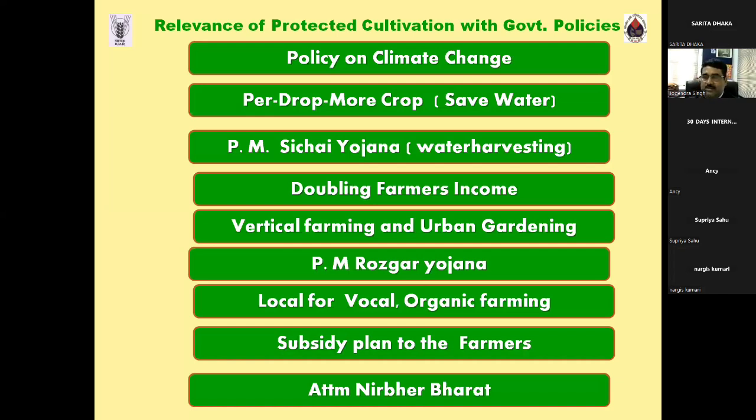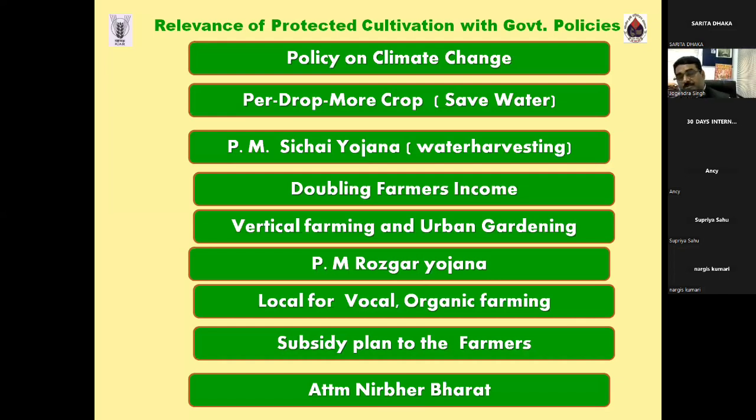And urban gardening, we can use urban farming and urban gardening. Everybody uses nursery in urban farming, urban gardening. Flower cultivation is very economical for the urban area. So these are the inbuilt of that. PM Rozgar Yojana, one of the best cultivation structures for employment generation. One of the commercial agriculture. Protected cultivation is a commercial agriculture, and it provides employment. So these are one of the best.